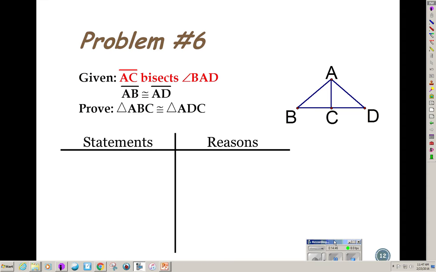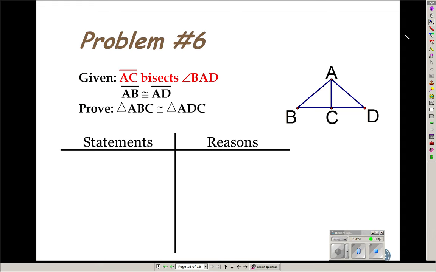So here's another one. We are given that segment AC bisects angle BAD, and segment AB is congruent to segment AD. Prove the triangles are congruent. Well, I have an angle bisector. Segment AC is bisecting that angle up at A. And I know that segment AB is congruent to segment AD.